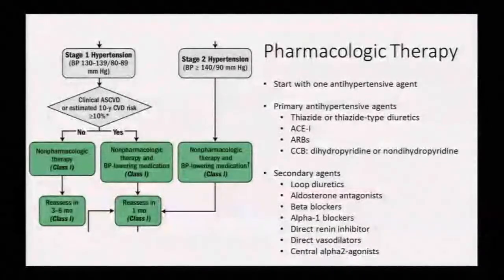The first-line agents that we should always try to start with are thiazides and thiazide diuretics, and ACE inhibitors, ARBs, calcium channel blockers, which could be dihydropyridines or non-dihydropyridines. Secondary agents are, and these are not all of them, loop diuretics, aldosterone antagonists, beta blockers, alpha-1 blockers, direct renin inhibitors, direct vasodilators like hydralazine, and central alpha-2 agonists, and the most common one is clonidine. And we are going to talk about the basics for each one of those medications now.